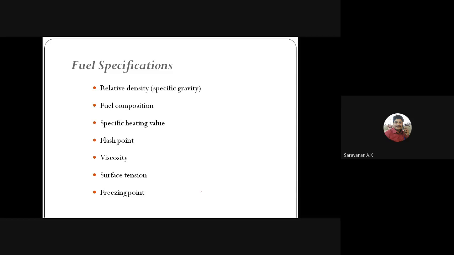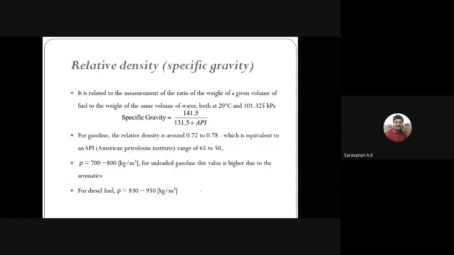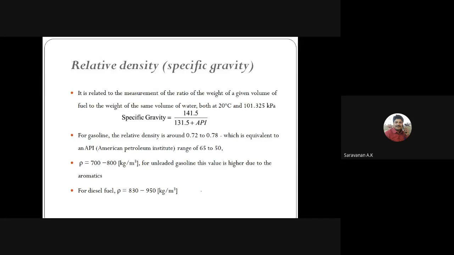In some specifications, there are also properties specifically for the SI engines and CI engines, right? So we can have different specific properties also. First we can see the relative density, or specific gravity, right? Generally the specific gravity is a ratio, for comparison with a standard fluid.